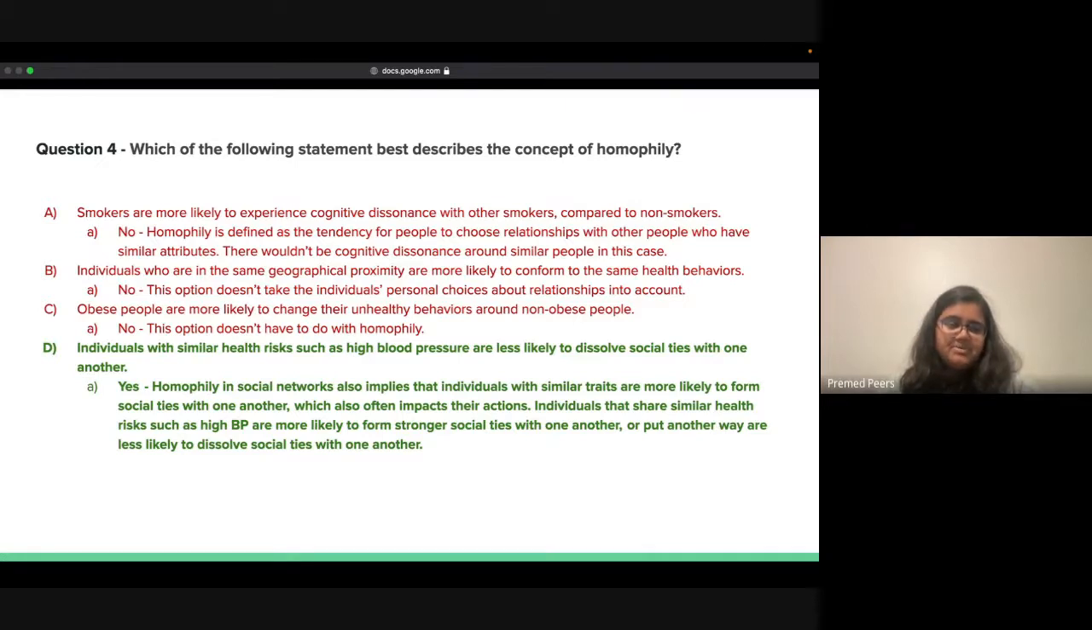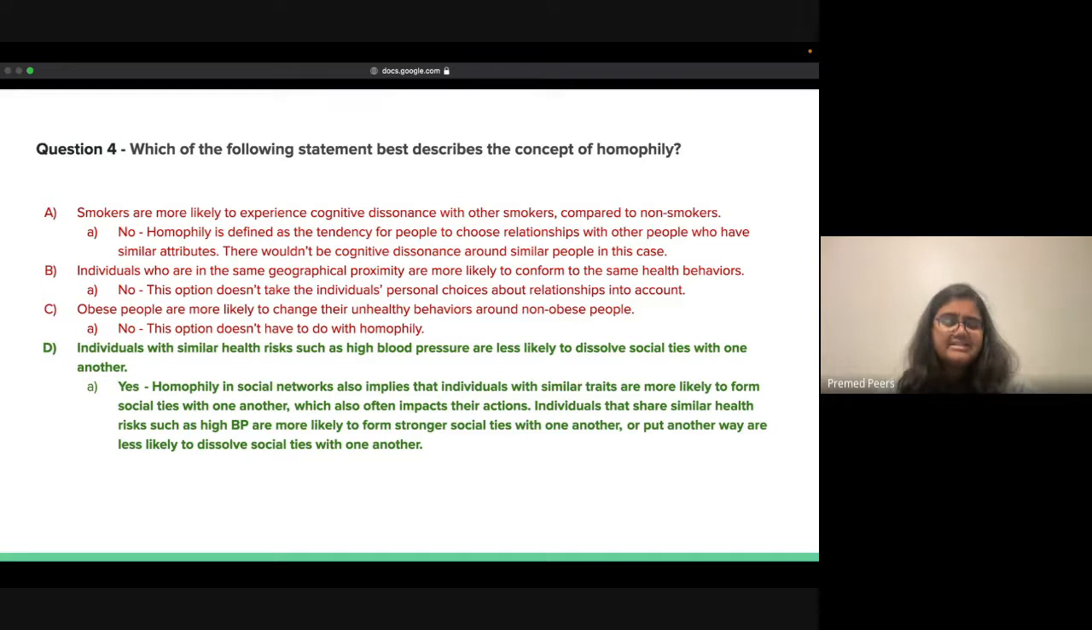C, obese people are more likely to change their unhealthy behaviors around non-obese people. No, again, this doesn't have to do with homophily because homophily has to do with people choosing relationships with other people with similar characteristics. And so finally, D, individuals with similar health risks, such as high blood pressure, are less likely to dissolve social ties with one another.